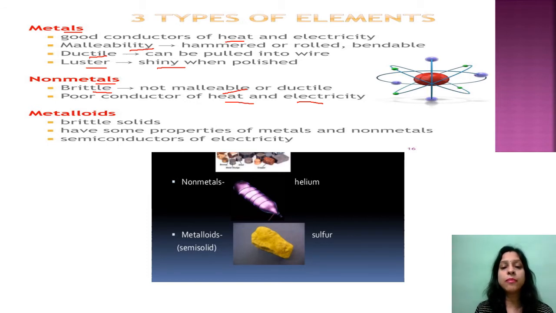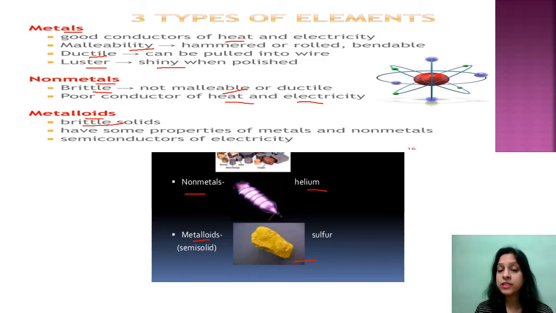If we are talking about non-metals, then you can see here helium, which is a gas, and sulfur. These are non-metals. And if we are talking about metalloids, which is another category of elements, then these are actually a category which shows the properties of both metal and non-metal, and these are brittle solids.